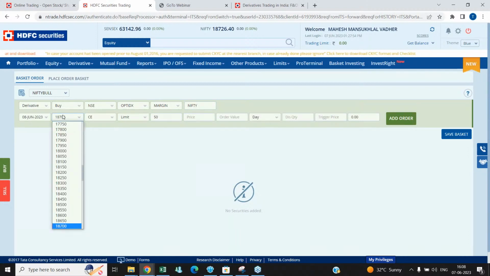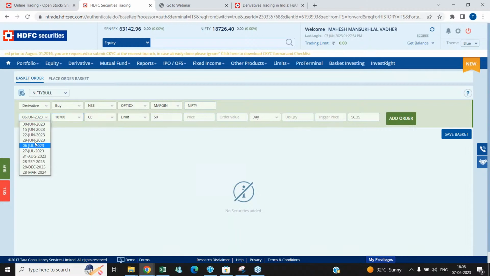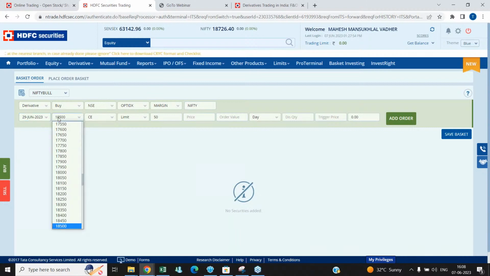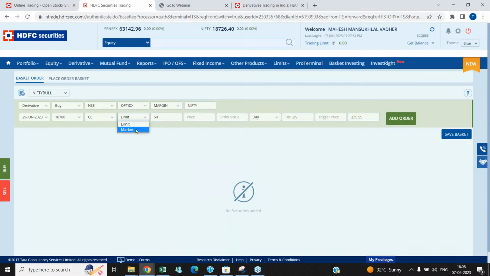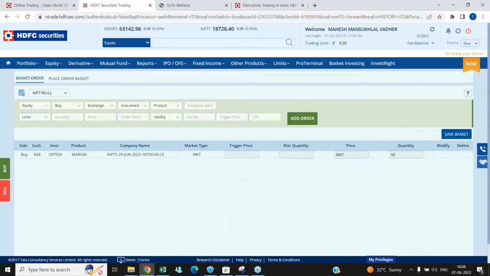June. Suppose I want to buy the 18,700 call for 29 June expiry. So I will select 29 June, 18,700 call. So here it will show the current market price which is going on. Suppose I want to buy it at a market price. Also, you can buy it at a limit price and also market. So any of the functionality you can use. Suppose I want to buy at market price. I will click on add order.